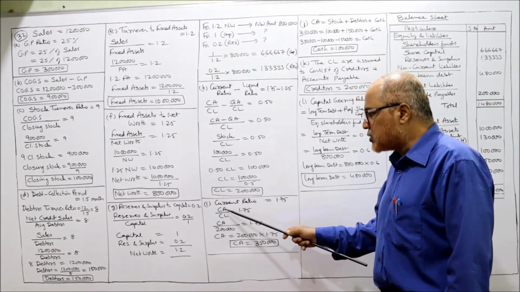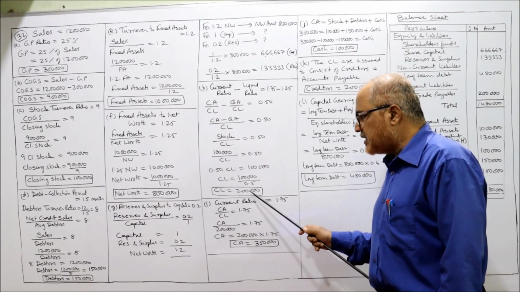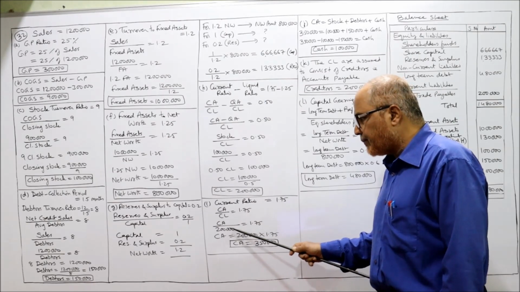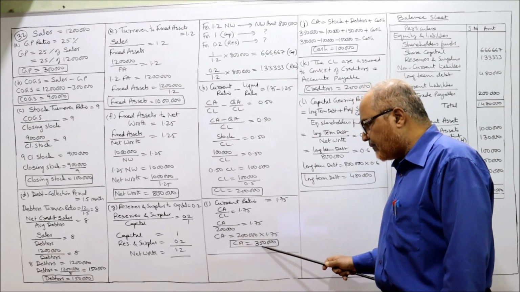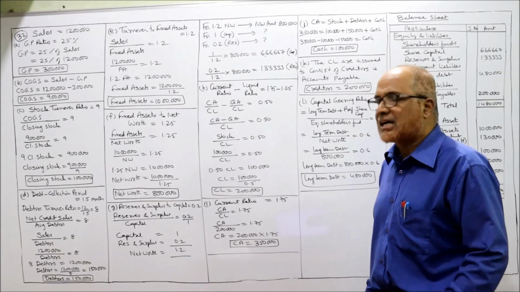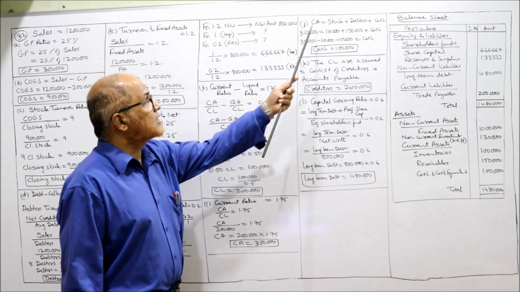The formula for current ratio is CA by CL, equal to 1.25. CA we don't have, but CL just now we have calculated as 2 lakh. Now cross multiply: CA is equal to 2 lakh into 1.75, which is 3,50,000. That is the current asset. We got the current asset. Now I am making use of the current asset.